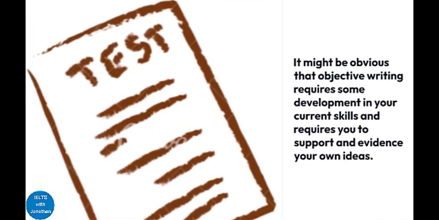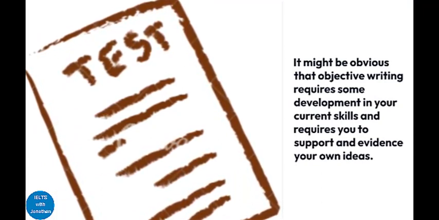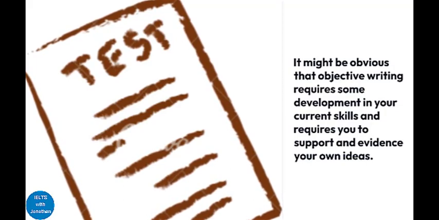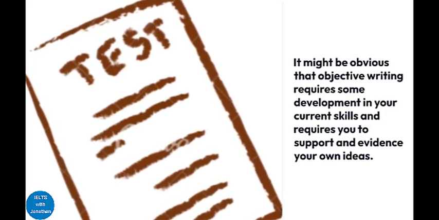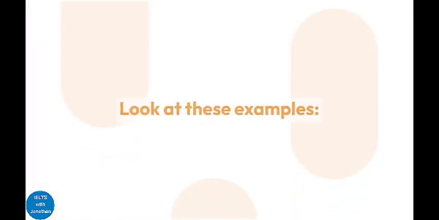So, it should be clear that objective writing requires some development in your current skills and requires you to support and evidence your own ideas. There are further ways to avoid subjective writing. Let's look at these examples.